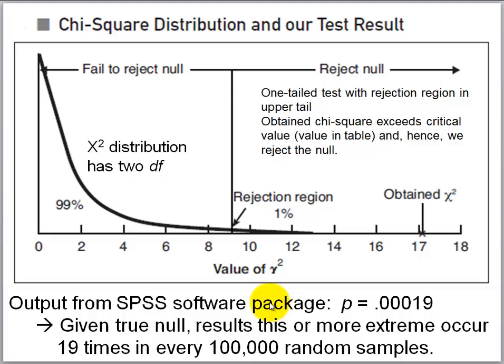So here are our results presented visually. Here's our obtained chi-square, a little bit greater than 17. Here is the critical value of chi-square at the 0.01 level for 2 degrees of freedom at 9.21. And you can see that we are indeed in the rejection region. Our obtained chi-square far exceeds the critical value, and hence we reject the null.